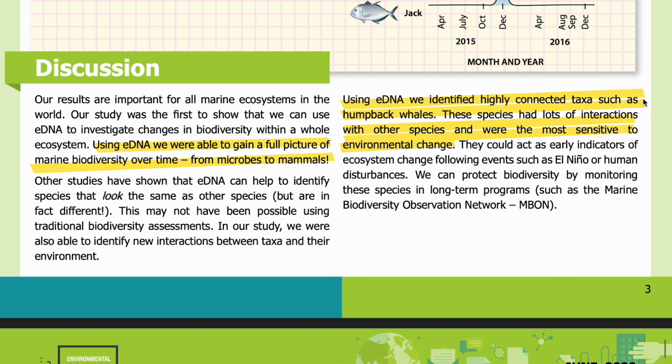Using eDNA, we identified highly connected taxa such as humpback whales. These species had lots of interactions with other species and were the most sensitive to environmental change. They could act as early indicators of ecosystem change following events such as El Niño or human disturbances. We can protect biodiversity by monitoring these species in long-term programs, such as the Marine Biodiversity Observation Network, or MBON.